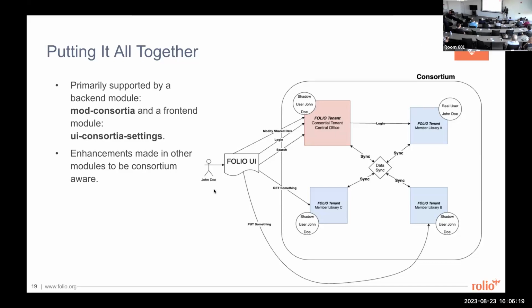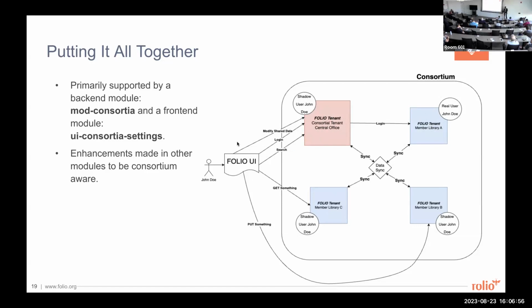So in the diagram I have here, with everything set up, John Doe is able to log into the central tenant and that login is delegated to member library A, where the real user is. There are shadow users in central tenants, member library C, member library B. Any search that needs to happen goes to the central tenant, and modification of shared data goes to the central tenant as well. So that's shared instances, or perhaps shared authorities, or some settings data.